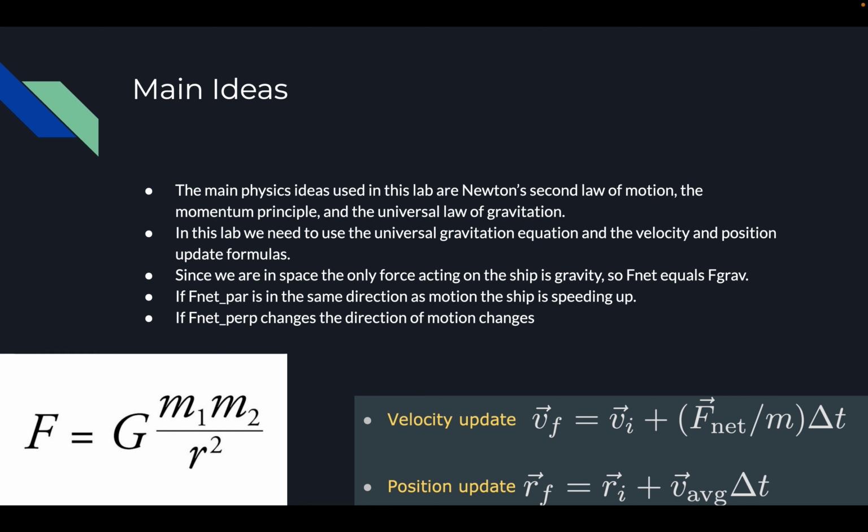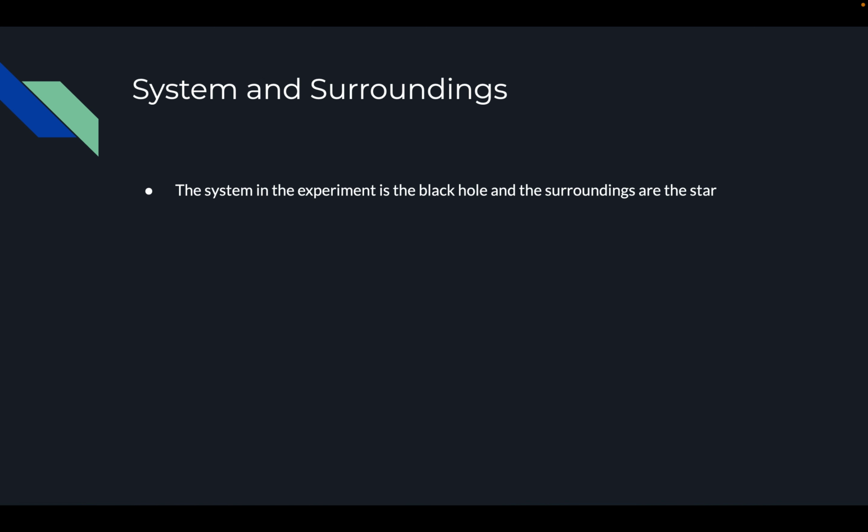In the bottom left, we see the formula for the force of gravity, and in the bottom right, we see velocity update and position update. The system and surroundings in this experiment: the system in this experiment is the black hole, and the surroundings are the star/planet the ship is launched off of.